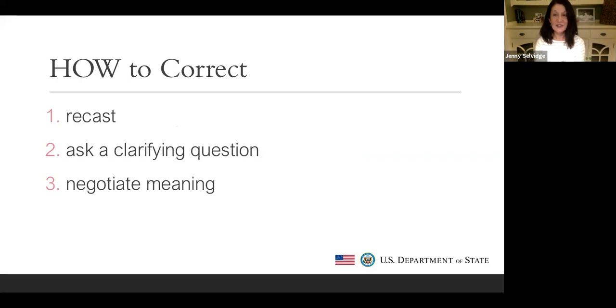Next. Okay, so let's talk about how to correct. So these are all considered to be subtle types of correction. Number one is the most subtle, and then number three is the least subtle. So let's talk about each one. The first one, recast, the next slide.